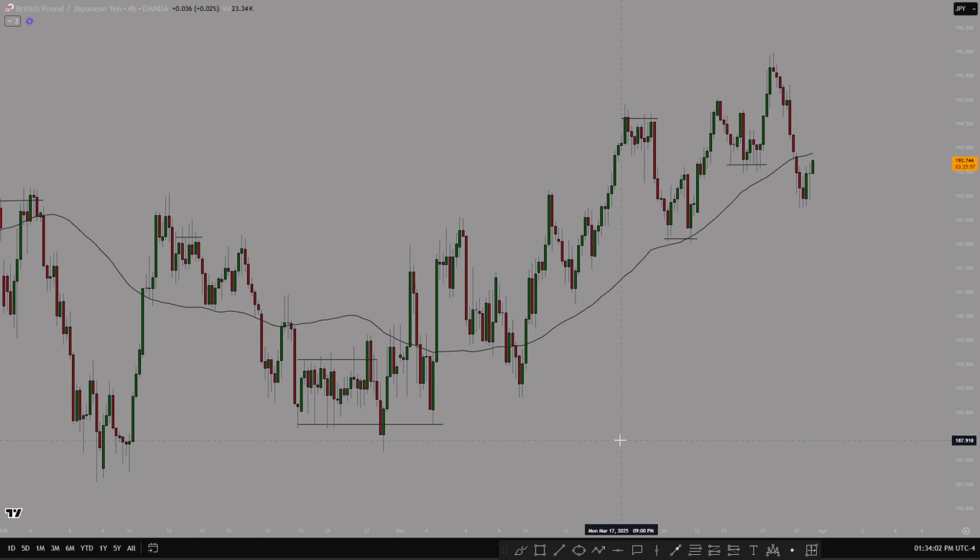What I want you all to do is practice this on your own time. Go through the charts, mark things up, and just find these little areas. And this is going to be very vital within your development to the rest of your trading.